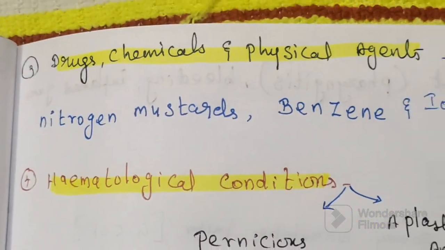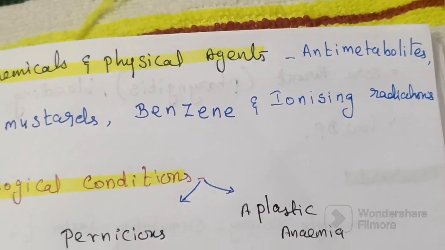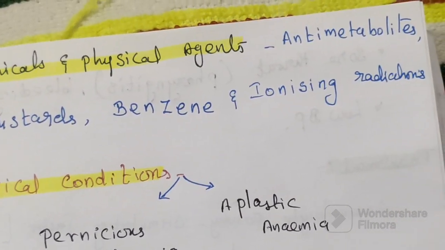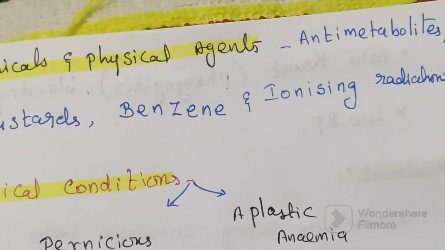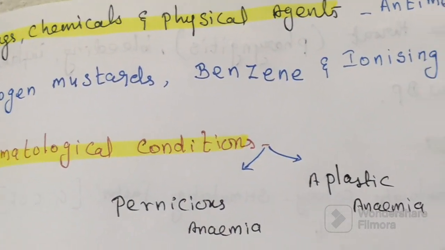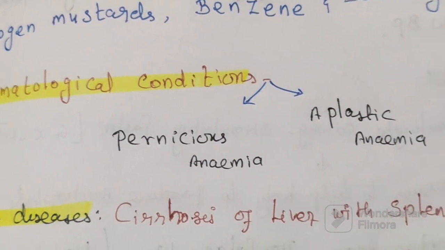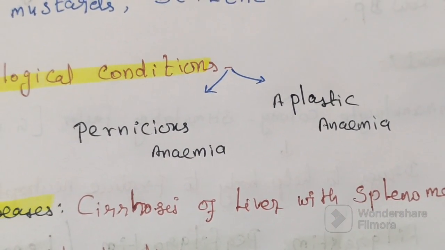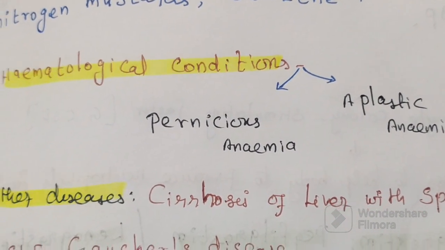Third, drugs, chemicals and physical agents. In this one, anti-metabolites, nitrogen mustards, benzene and ionizing radiation. Fourth is hematological conditions. In this, pernicious anemia and aplastic anemia conditions will decrease neutrophil count.